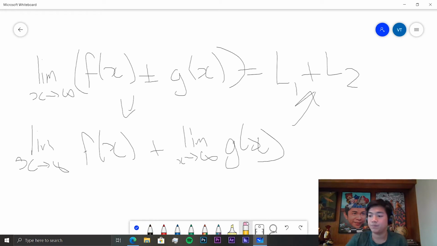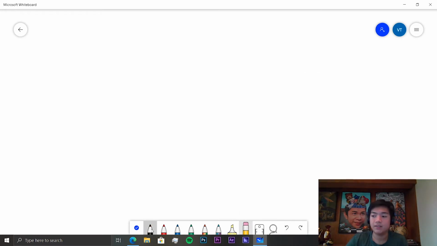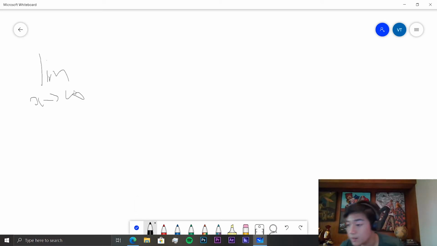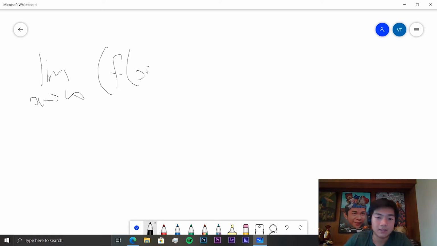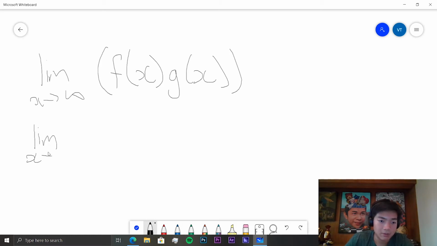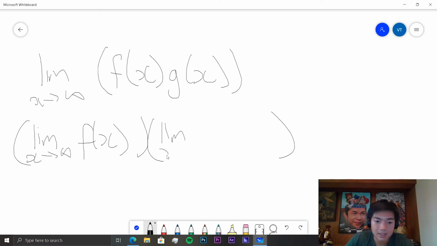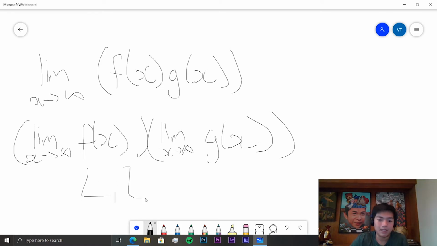Okay, next, if we're multiplying functions together, say the limit as x approaches infinity of f of x times g of x, well, we can also break this apart, and so we can say this is equal to the limit as x approaches infinity of f of x times the limit as x approaches infinity of g of x. So something like this would work. And so this is equal to L1 times L2, of course.